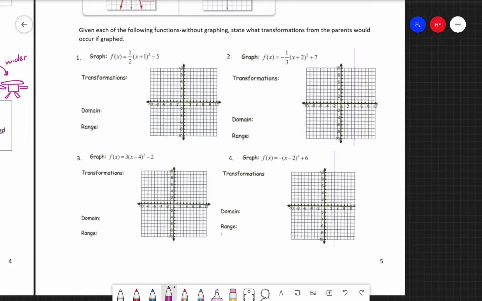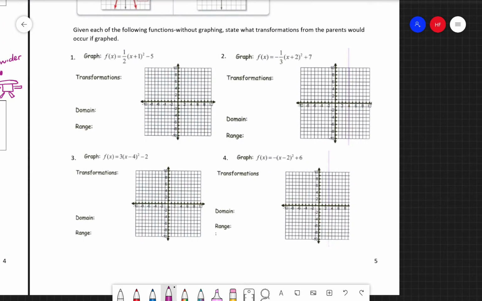So on 1 through 4 here, we're going to state the transformations from the graphs and we're just going to state the transformations without graphing. So just looking at the equations, this is exactly what I was talking about yesterday, where we're only given the equation and we don't actually want to graph it. We just want to look at what the transformations are based on the equation. So from the parent function, my parent function is x squared.